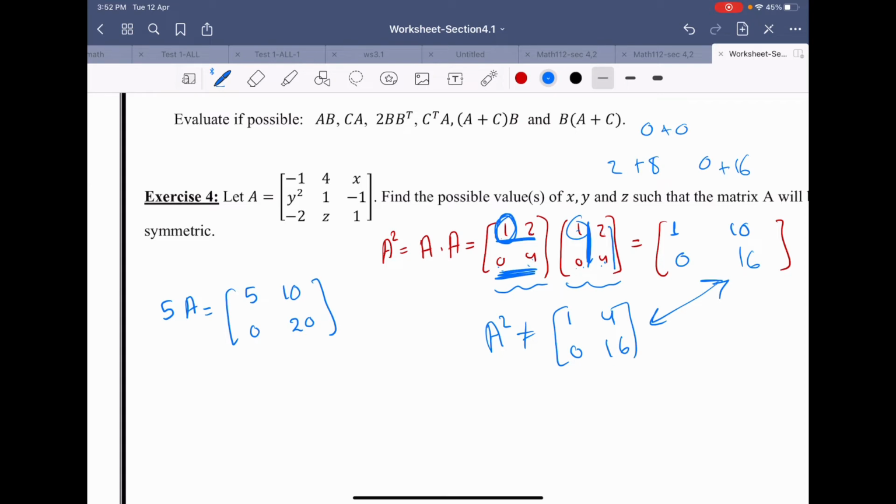Now I will find A squared plus 5A. So I will add A squared, this one, with 5A, this one. So 1 plus 5 is 6, 10 plus 10, 20, 0 plus 0 is 0, 16 plus 20 is 36.